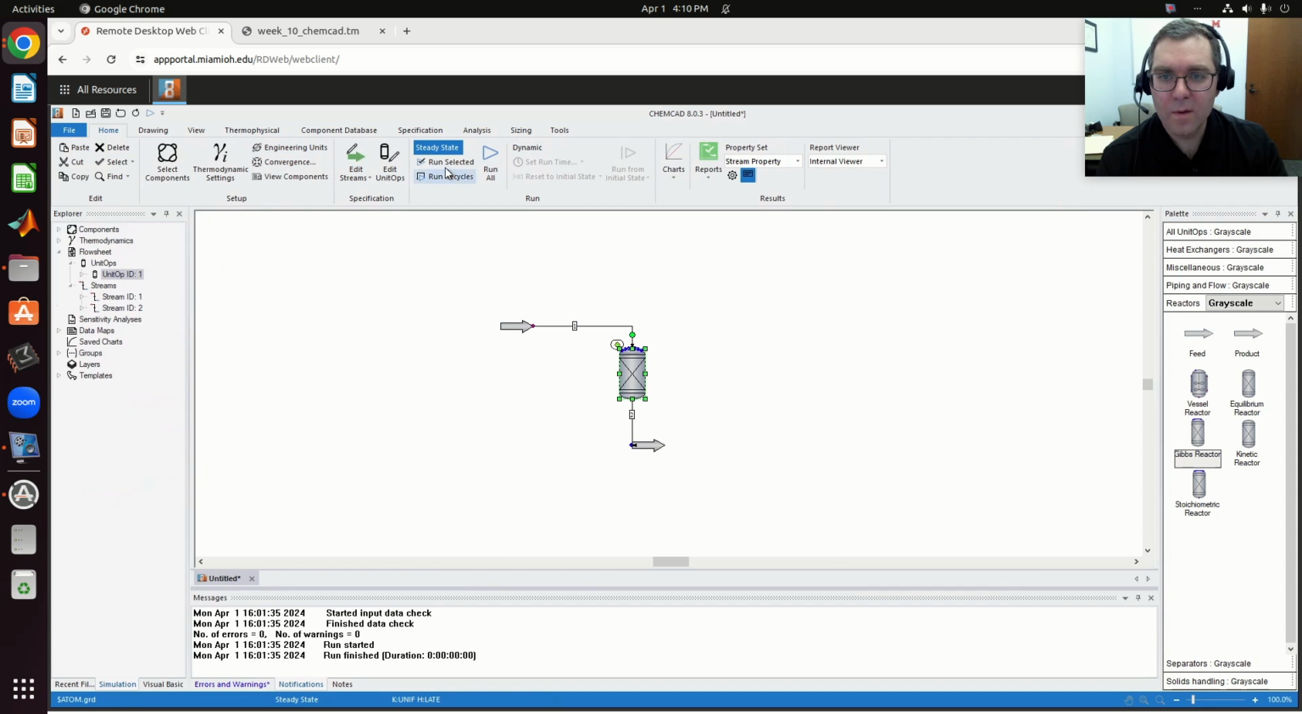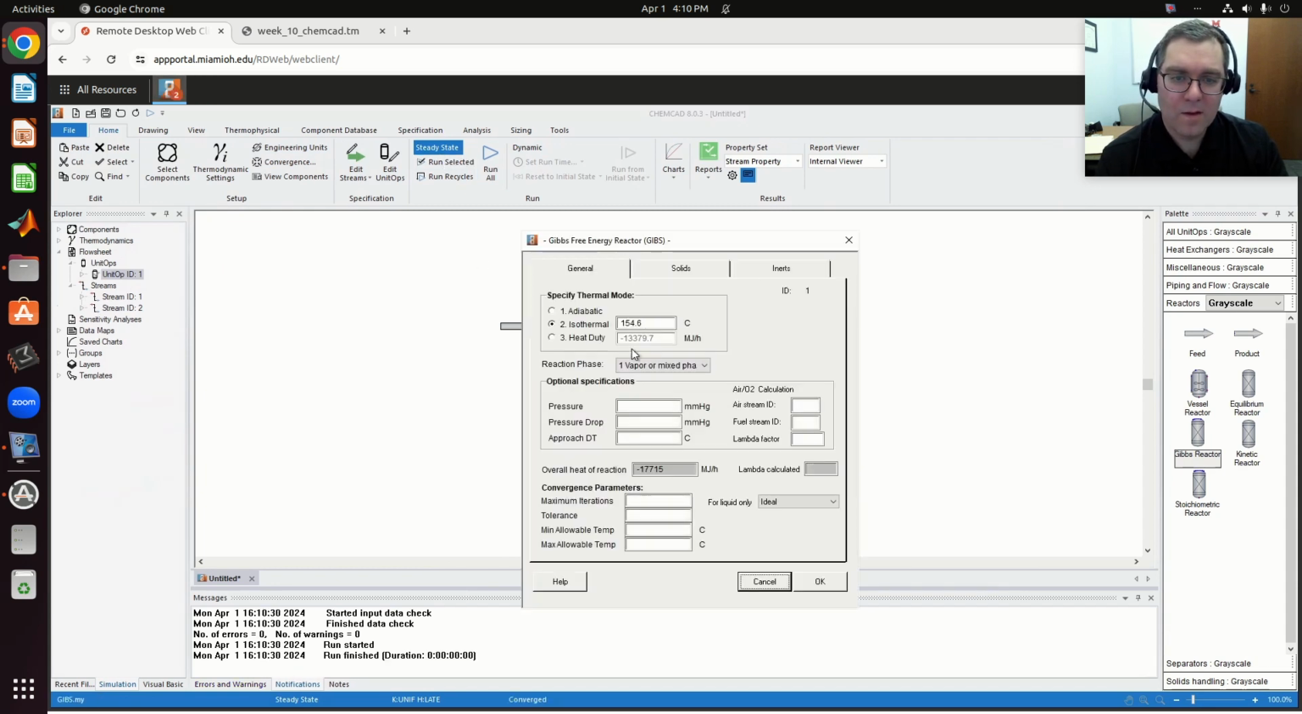Great, and then I'm going to run it. I double click, and it's going to show me the corresponding heat duty. So there's my heat duty, and there's the heat of reaction that it calculates for this process.